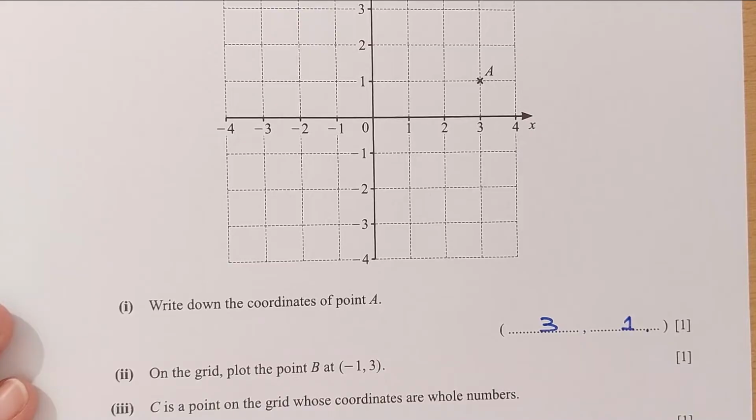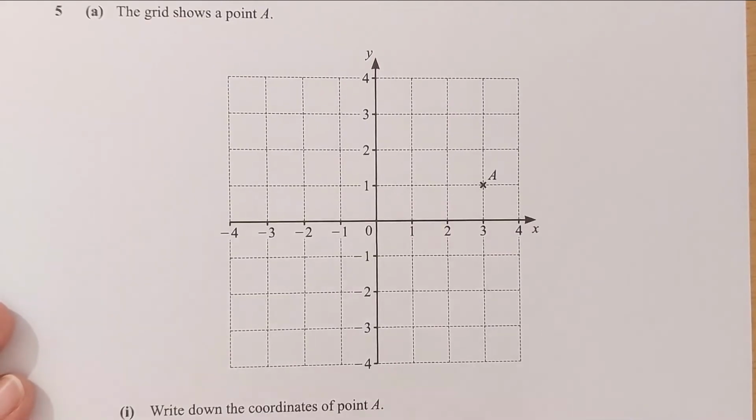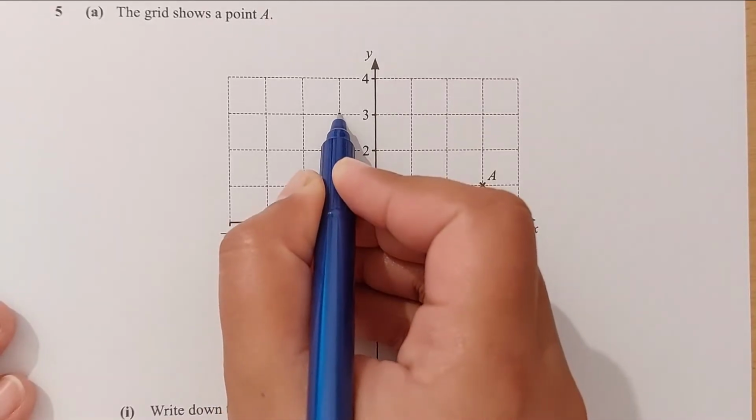Right. Now for the second part, on the grid, plot the point B at -1, 3. So X is -1 and Y is 3. So this is point B.